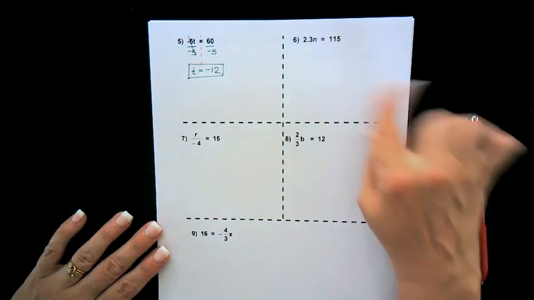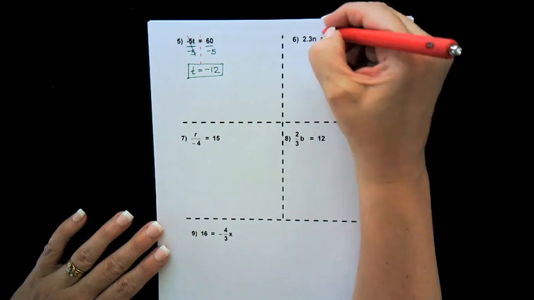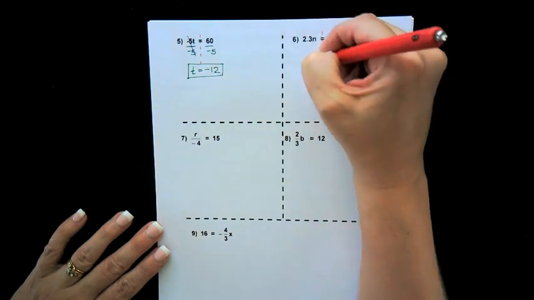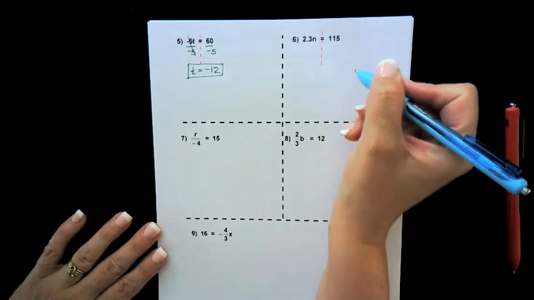Okay, we can do the same thing with the decimal problem here in number 6. We ask ourselves what's happening to our variable n. It's being multiplied by 2.3.